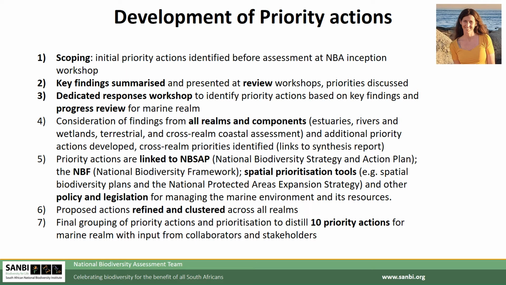The next step is to link the priority actions back to the National Biodiversity Strategy and Action Plan and the National Biodiversity Framework. But we also check in with the spatial prioritization tools, so in the marine realms, EBSAs, the Marine and Coastal Spatial Biodiversity Plan, and the National Protected Area Expansion Strategy, depending on current events in terms of protected area expansion. But that's one of our key guiding documents. So by checking in and linking the priority actions to those that are captured elsewhere in policy and legislation, we start grouping them at this stage.